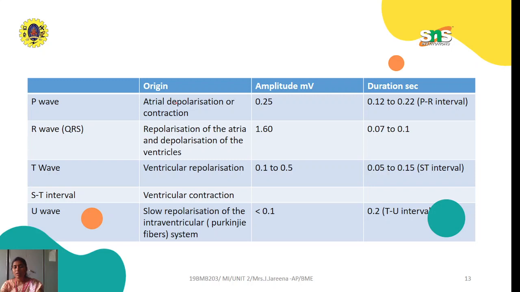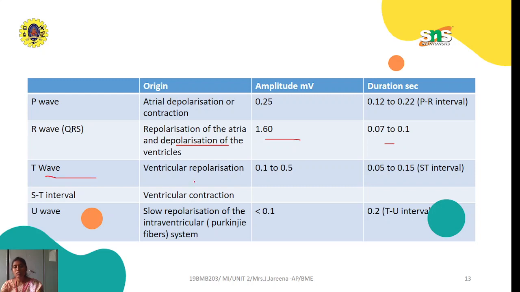Okay, so the P wave originates due to atrial depolarization, or you can say the contraction. The amplitude is 0.25 and the duration is 0.12 to 0.22. That is the PR interval. Second, the QRS complex. This complex represents the repolarization of atria and the depolarization of ventricle. That amplitude is 1.63 millivolt and the duration is 0.07 to 0.1.